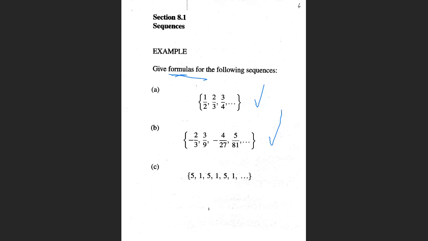But now what we want to do is look at this. We already found formulas for A and B. Now we're focused on the sequence for formula C, and it's an interesting sequence. The numbers go 5, 1, 5, 1, 5, 1, and just keep going and going. But there is a formula that generates those numbers.